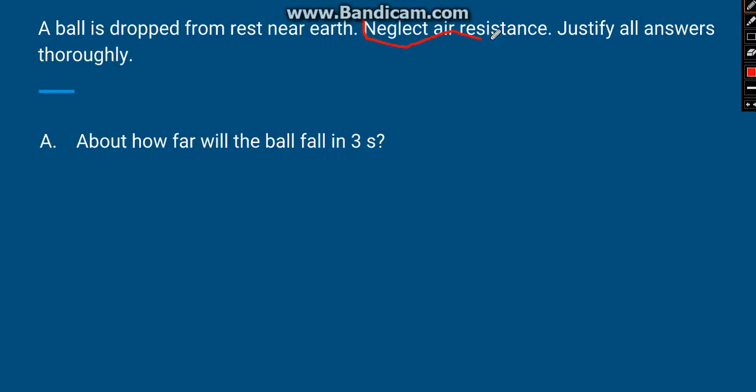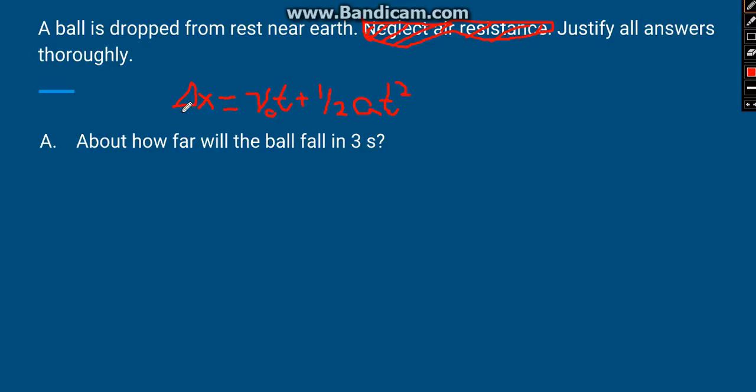Now, the first thing we see is that it asks us to neglect air resistance. This means we're going to just ignore that. We don't need that information. For this equation, you're going to need delta x, which in this situation will be the change in distance, equals initial velocity multiplied by the time, plus 1/2 acceleration multiplied by time squared.